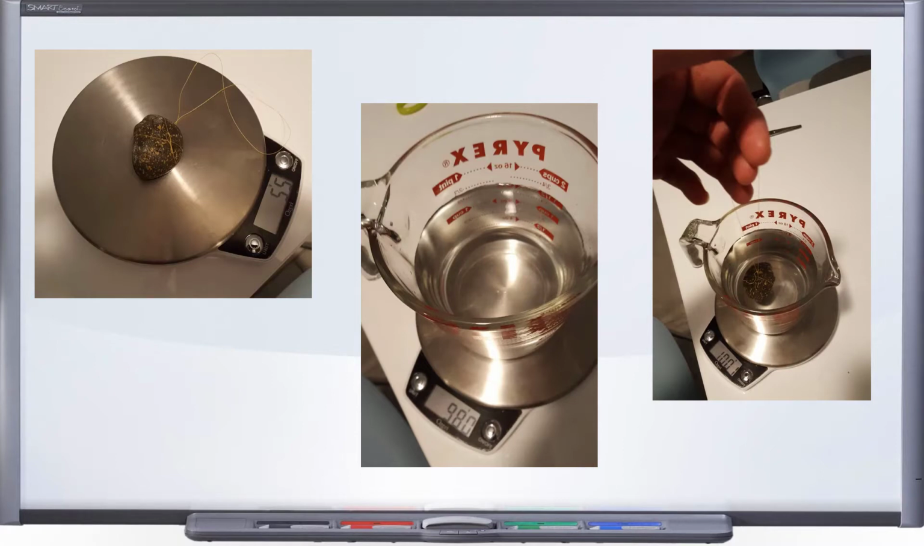Here I have a rock. It weighs 55 grams and has a volume of 21 milliliters. Here's some water. Together, the water and the cup weigh in at 980 grams. I hang the rock from a string and suspend it in the water. Now the cup weighs 1001 grams. That means the water is supporting 21 grams, leaving me 34 grams that I'm supporting with the string.